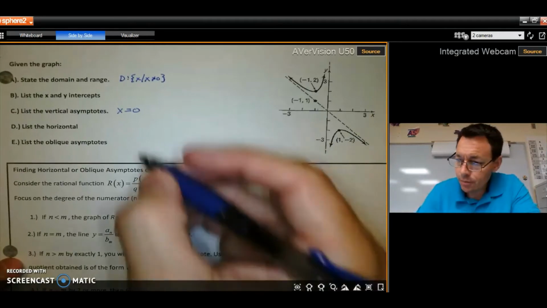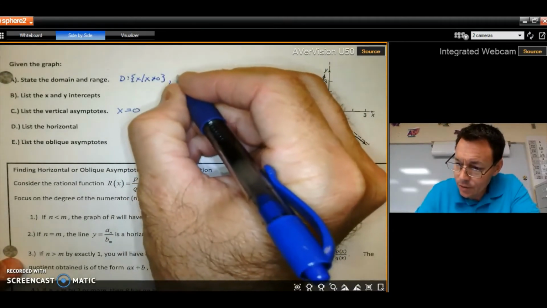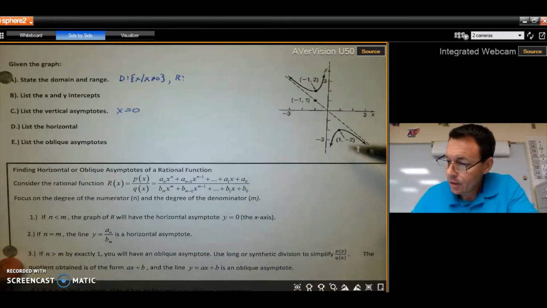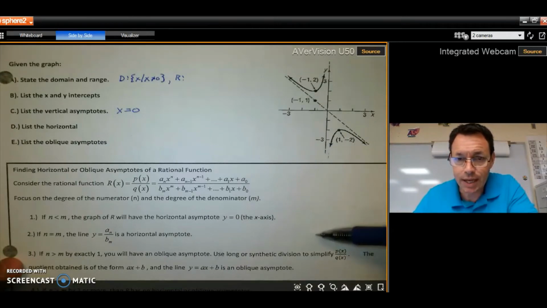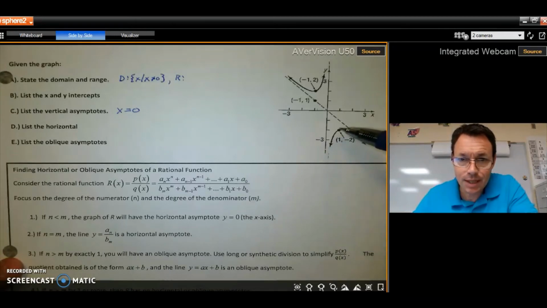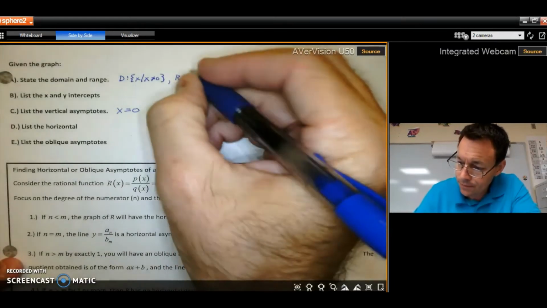The range, remember your range, that's your y values. Well, from bottom to the top. So this graph is pointing down, so this is heading towards negative infinity. So we go from negative infinity, and then the graph stopped. This is kind of a high point, and then there's this big gap where there's no graph. Okay? So this is kind of our highest range value. So from negative infinity up to negative 2.